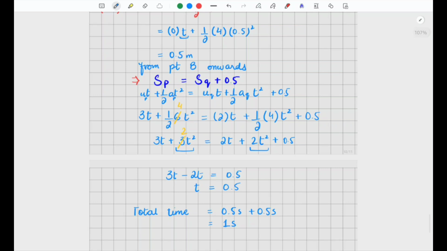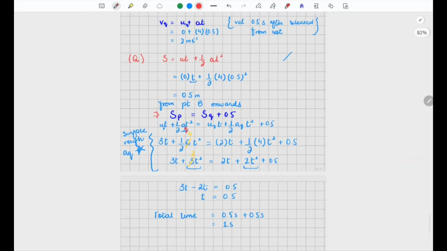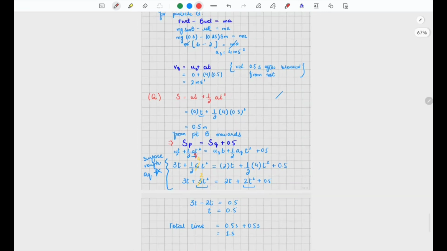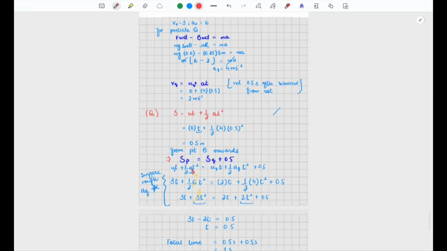So this is the total time taken from the start to when they collided. Okay, so the most important thing in this whole calculation was this point, that we are not going to take the acceleration of P, because the surface is rough, so we will take the same acceleration that we took for particle Q. So this is how we end up doing this part B as well. I hope you get this.